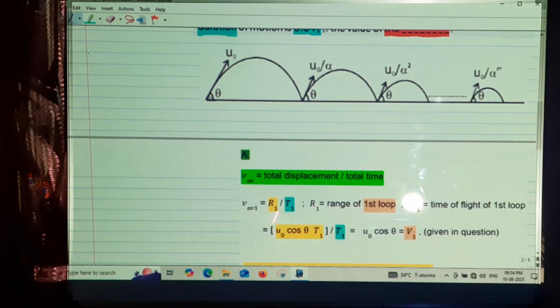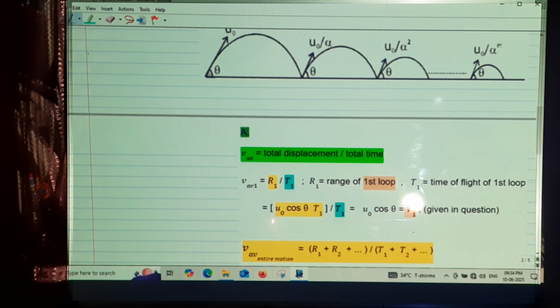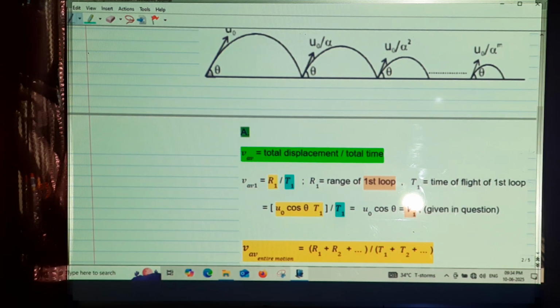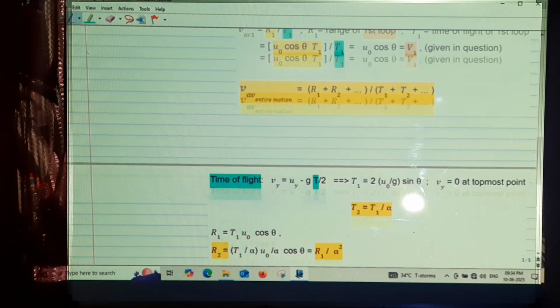R1 is the horizontal component of velocity, U0 cos theta, into the flight time T1, divided by T1. So it's U0 cos theta, which is equal to V1 that they have mentioned in the question. The average velocity of the entire motion is between this point and the last point here. It's an infinite motion, but it will converge somewhere here. So the total displacement is R1 plus R2 plus so on, divided by the total time T1 plus T2 plus so on. So you have to find R2 and T2 in terms of T1.